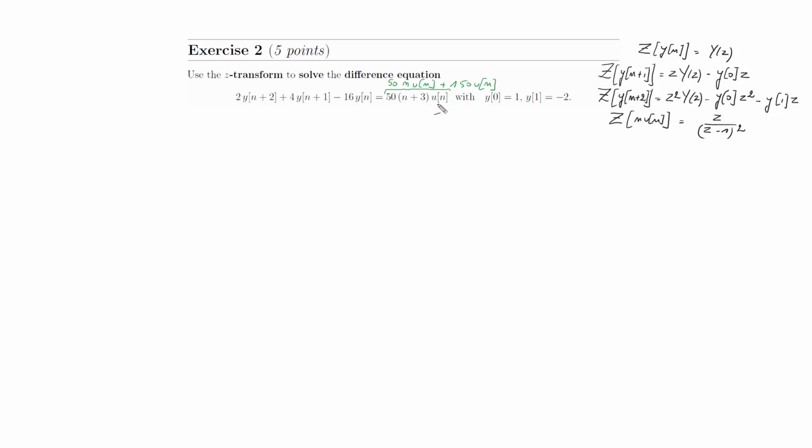So we have this input signal. What you can see is that you can rewrite it as follows, right? So we need the Z transform of this u of n, and this is z over z minus 1, and we need this Z transform over here. Look at the course, and this involves this property of the derivative of a Z transform.